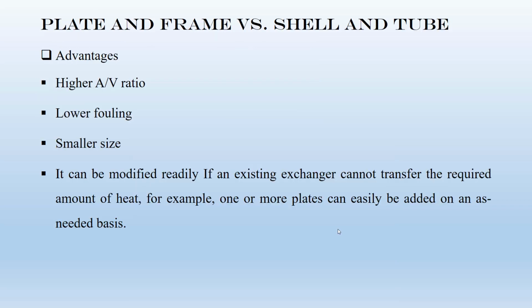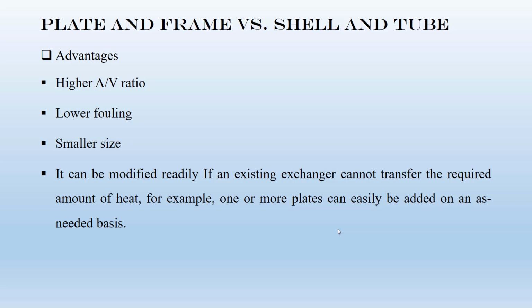Here you can see some advantages of plate and frame heat exchangers versus shell and tube heat exchangers. The first thing is that normally they have a higher specific surface area, or higher surface area per volume. So at a constant volume, if you need a higher heat transfer area, you should use plate and frame heat exchangers. Normally they have lower fouling, and they have a smaller size because they have a higher specific surface area.